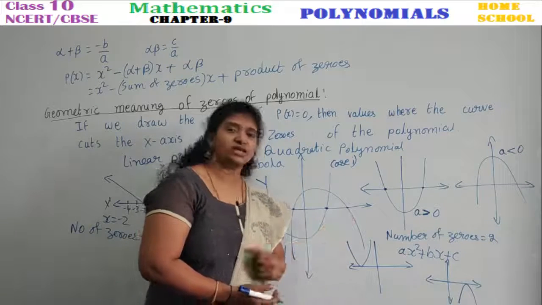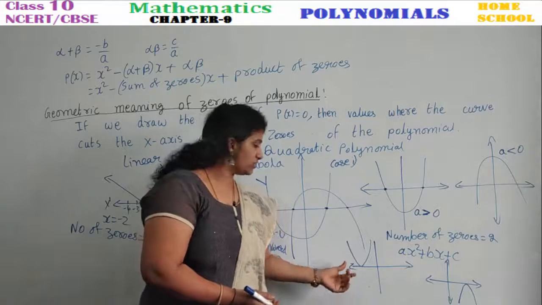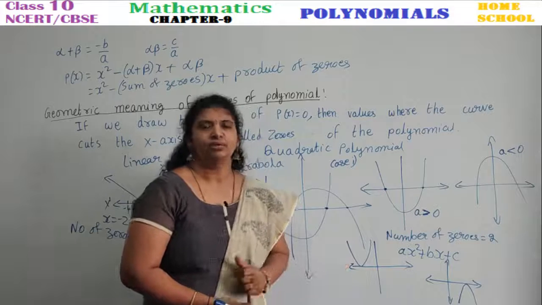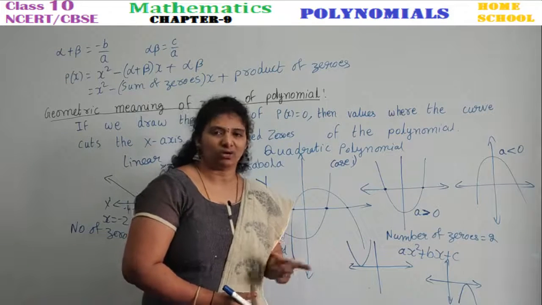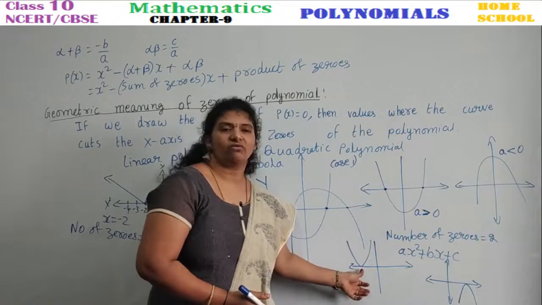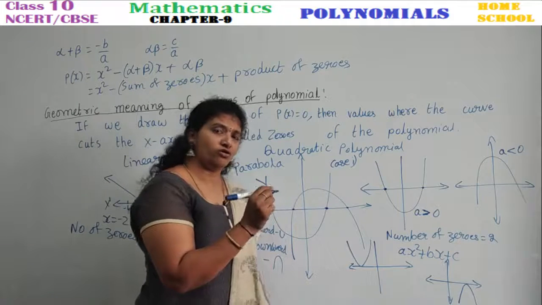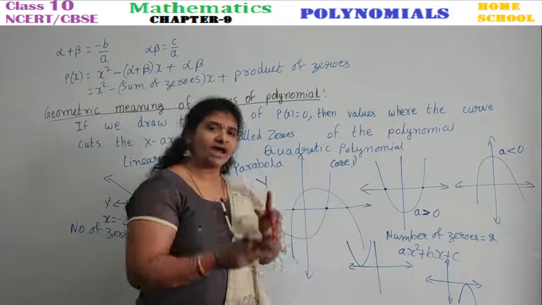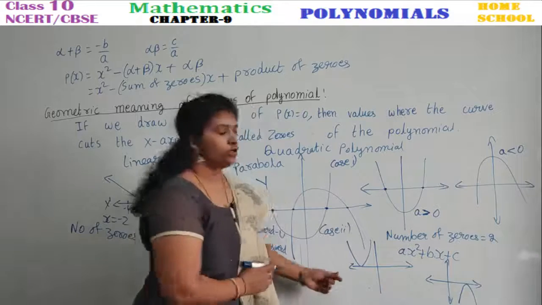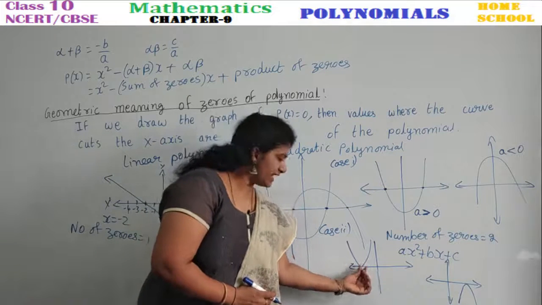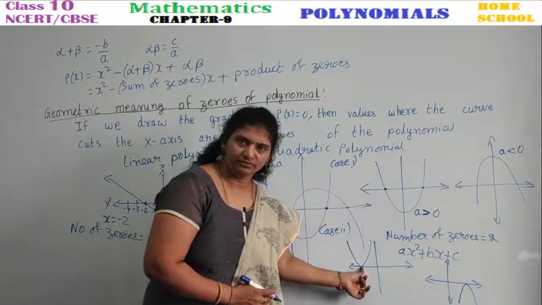But whereas two zeros, we can't see two zeros. Only one zero is there, which means they might be equal. The two zeros are equal. That means x is equal to 4 or x is equal to 2, the answers might be the same. The two zeros are coinciding on the same point.